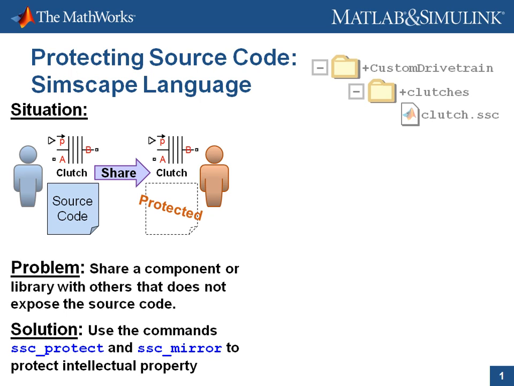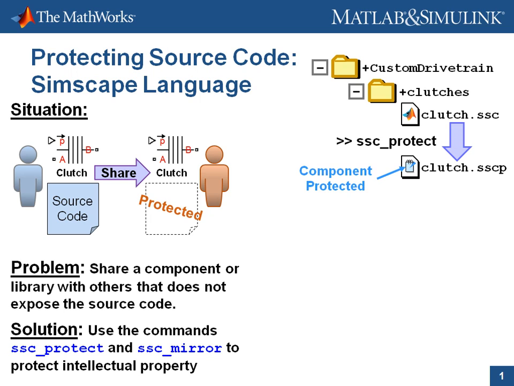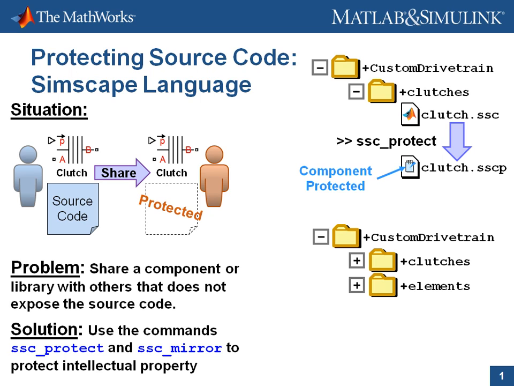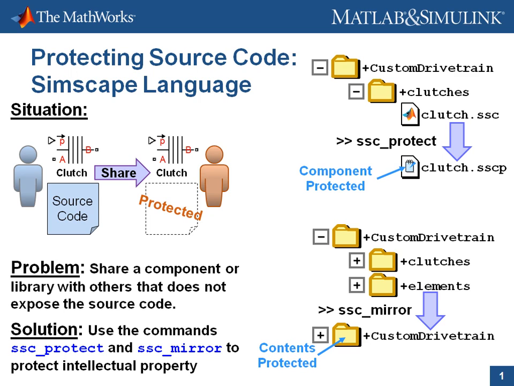In this example, we have a package directory with subdirectories that are full of Simscape language components. I could use the command ssc-protect to convert a single Simscape file into a protected file that has a binary format that the other engineer can't read. In this demonstration, I'm going to show you how we can use the command ssc-mirror to convert not only the package directory, but all of the subdirectories and their contents into a protected format. I'll now switch over to MATLAB so we can see what this looks like.